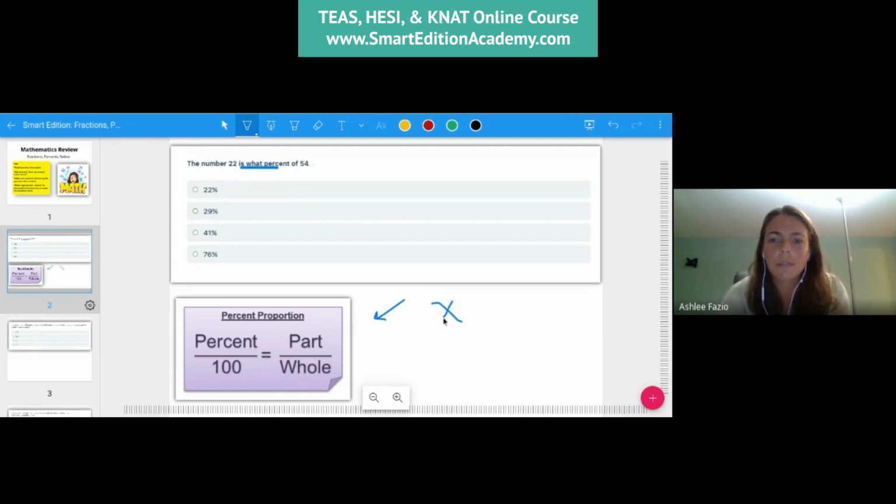I'll just give it an X, right? And then over 100, that never changes because a percent literally just means out of 100. Bear with me as I try to draw on a laptop. It's not so easy. Then we have the part over the whole. So the question is, what is the part and what's the whole? The number 22 is what percent of 54. 22 is the part, and 54 is the whole.